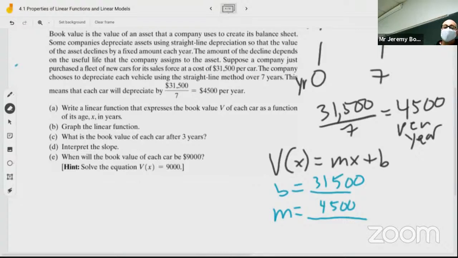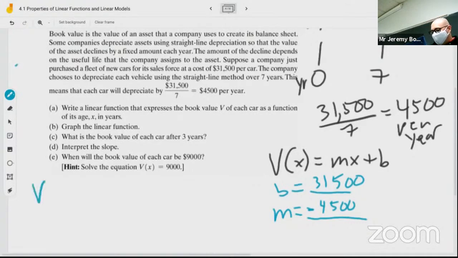It's going to be decreasing by 4,500, right? And so we need to make that M negative, so that way it's a negative slope. That way it's decreasing. Remember we were talking about increasing, decreasing, constant functions, linear functions? We want this to be a decreasing function, so we want to make our slope negative.